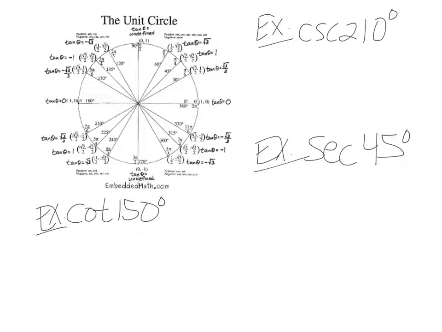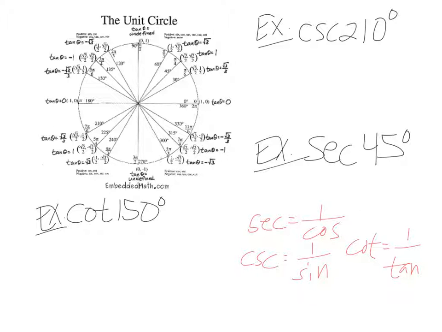Secant, cosecant, and cotangent are not written on the circle, but we can find them by finding their partner values and flipping them over. And by partner, I mean that secant is the cosine flipped over, cosecant is the sine flipped over, and tangent is the cotangent flipped over. Let me jot that down. Secant is the cosine flipped, cosecant is the sine flipped, and cotangent is the tangent flipped.